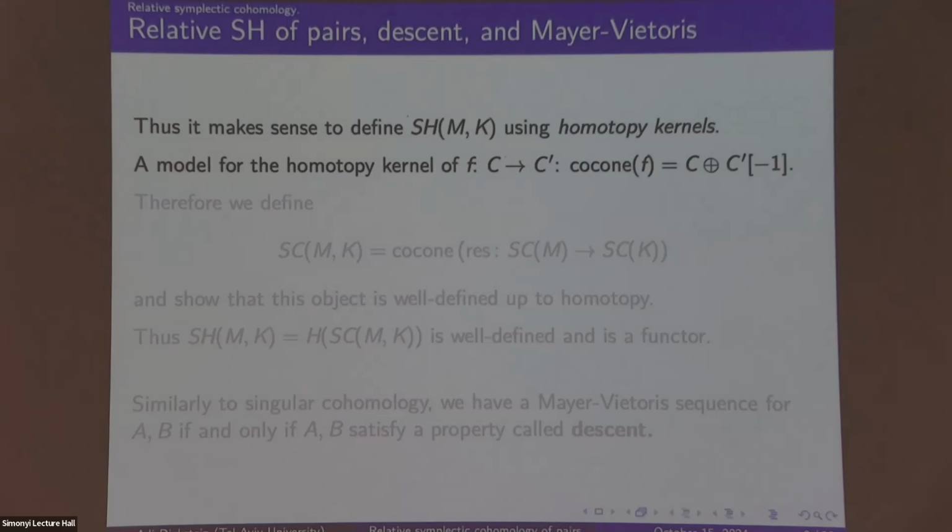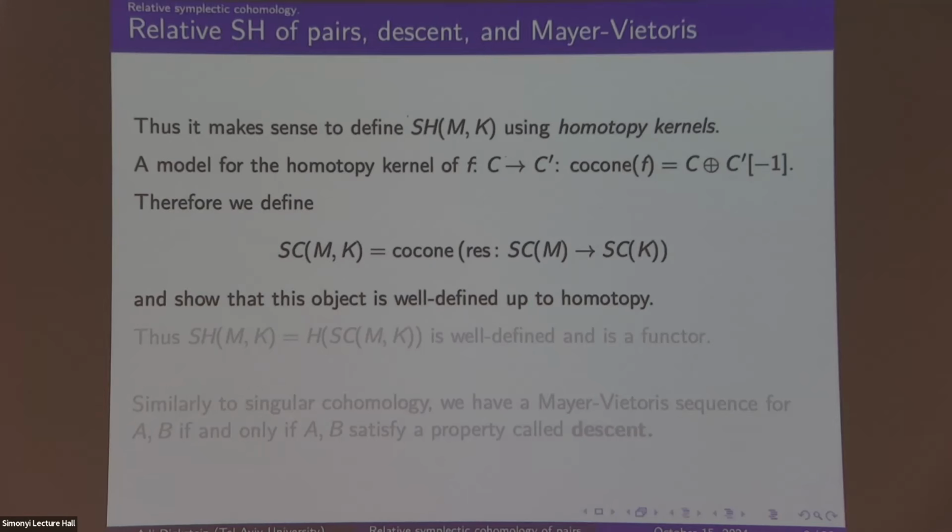And in what sense is this a homotopy kernel? It is a homotopy kernel in the sense that if we take the projection from this model to C, and then we compose it with F, then what we get is homotopic to zero. So after this definition, we can define the notion of relative symplectic cohomology of pairs.